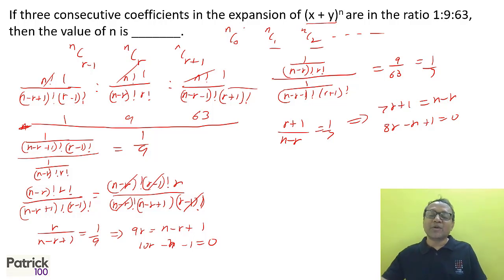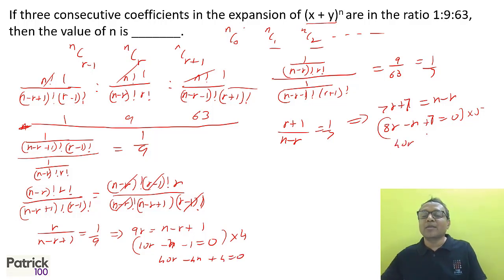So you need to eliminate the value of r to get the value of n and then solve it. Right? So this becomes 7r plus 7. If you multiply this by 4 to make it 40r and multiply this by 5 to make it 40r, solve it. So you get 40r minus 4n plus 4 equal to 0, and here it becomes 40r minus 5n plus 35 equal to 0.